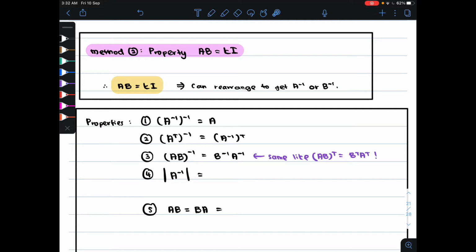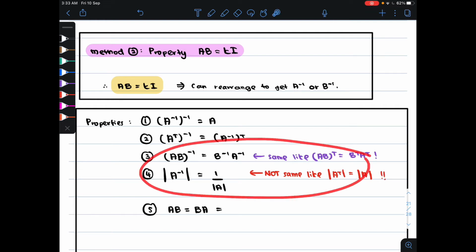Now, what is the determinant of A inverse? It is actually 1 over determinant of A. This is not the same like determinant of A transpose. Okay, kalau transpose, determinant of A transpose, dia sebenarnya adalah determinant of A sahaja. Okay, so kat sini kamu kena jaga-jaga untuk dua ni.